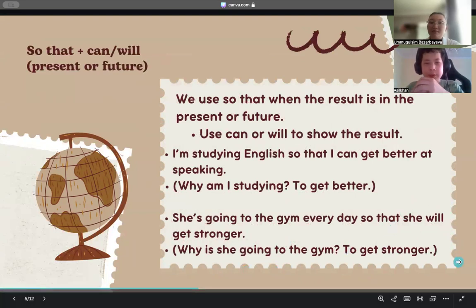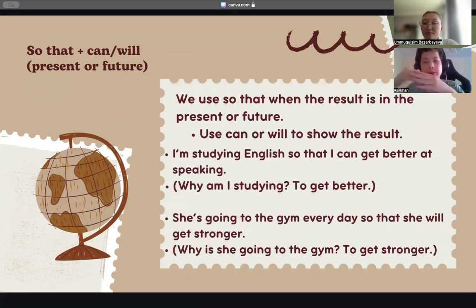And then second, we're going to be covering so that plus can slash will. We use these when the result is in the present or future. So this is the past, this is the present, and this is the future. So use can or will to show the result in the future. I'm studying English so that I can get better at speaking. Right now, you might not be good at speaking English, so you have to study English now. So in the future, you can get better at English every day.